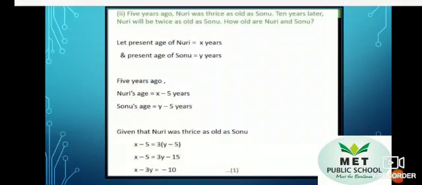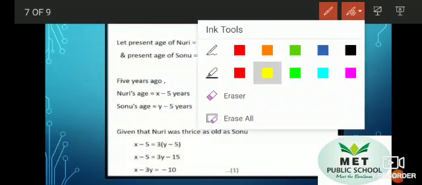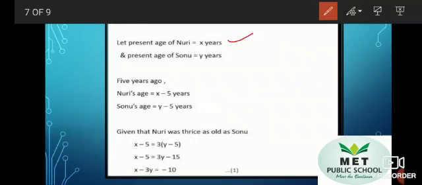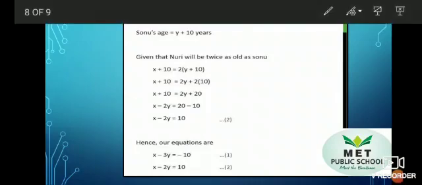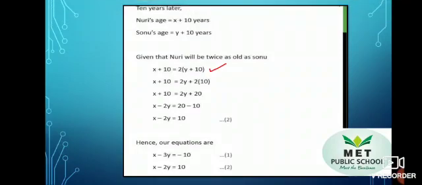As I have already taught you, you are taking Noori's age as x here and the present age of Sonu as y. 5 years ago, so it is x minus 5 is equal to 3 into y minus 5. Similarly, the next equation, the second equation, 10 years later, so the equation will be x plus 10 is equal to 2 times y plus 10. Solve these two equations by using any of the four methods to find the value of x and y. Here x and y are nothing but the ages of Noori and Sonu.